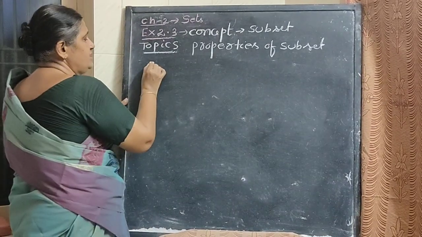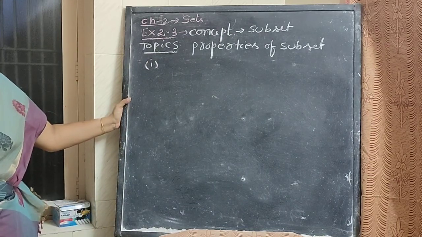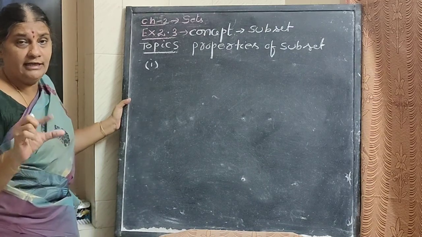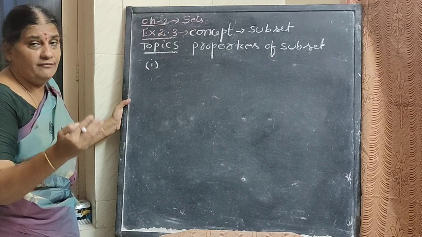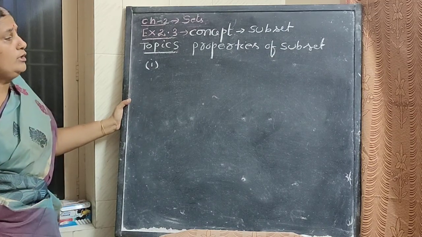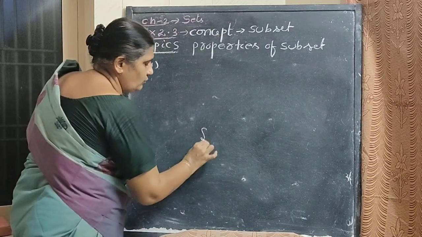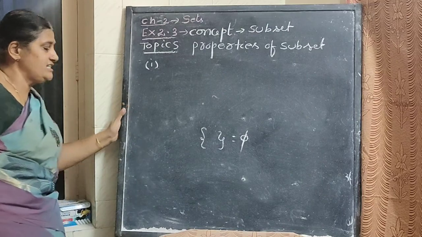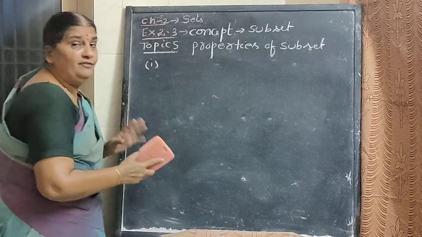Now listen. First, properties of subset. The first concept in exercise 2.3 is the definition of subset. What is the definition? If all the elements of the first set are elements of the second set, then the first one is a subset of the second one. Now, what are the properties of subset? First one: what is this called? Don't write, listen. A set that has no elements is called what? Null set. Null set is a subset of every set.